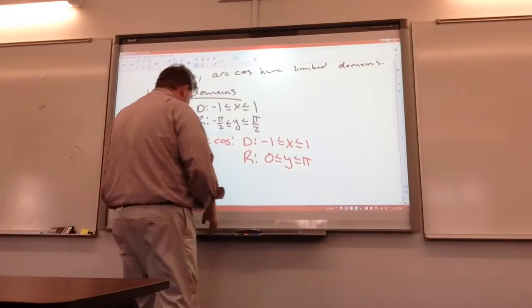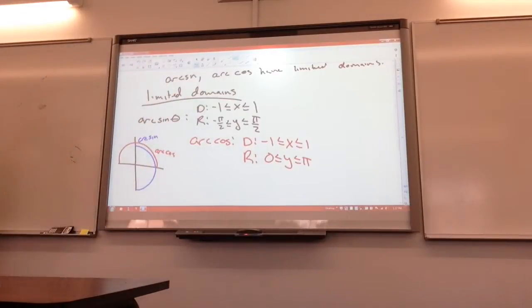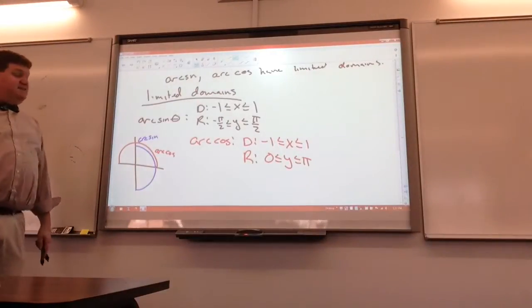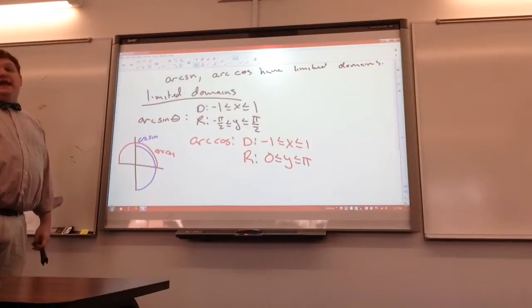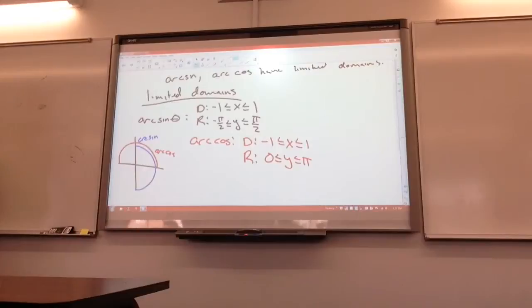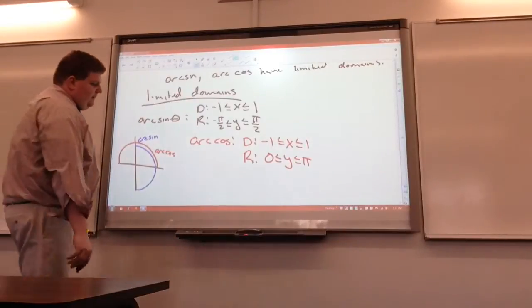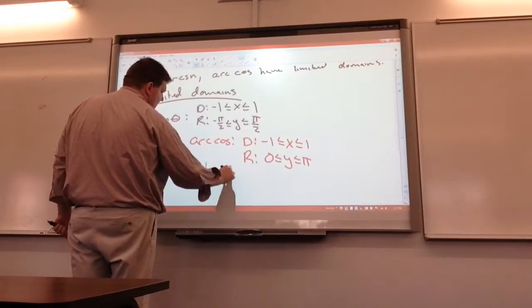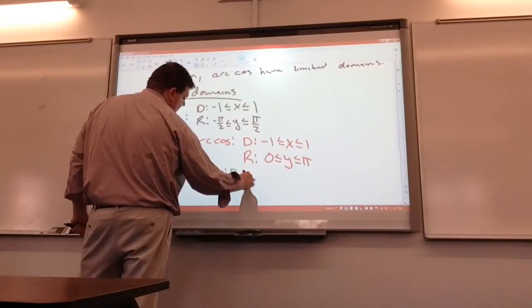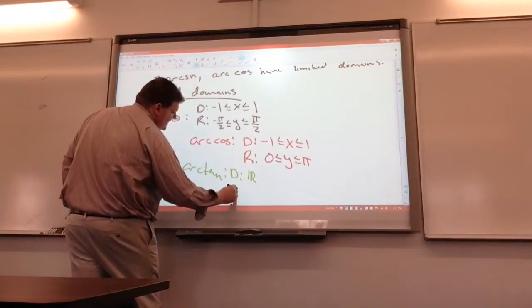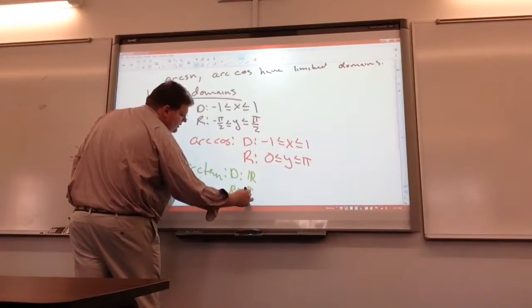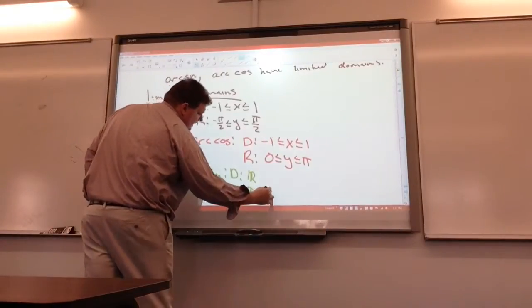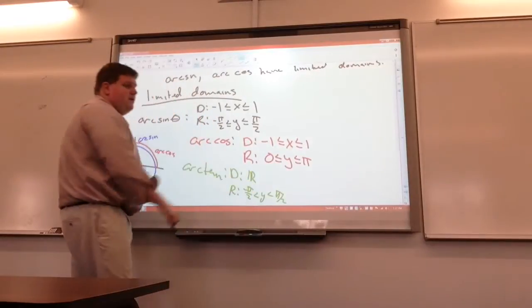All right, and the arc tangent is interesting. If I draw the tangent graph and turn it on its side, does it run into the same problem that these guys run into? No. Arc tangent, in fact, is defined everywhere. However, it can't get any higher than pi over 2 or any lower than -pi over 2. So with the arc tangent, its domain is all real numbers, but its range is from -pi over 2 less than y less than pi over 2. And note, it's not equal to.